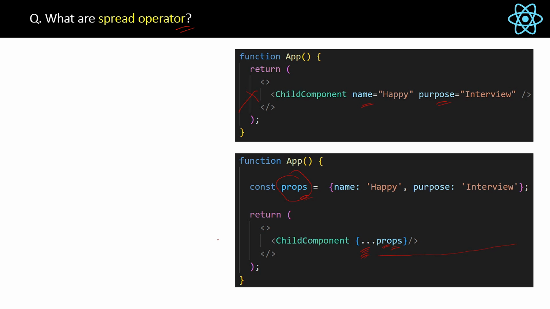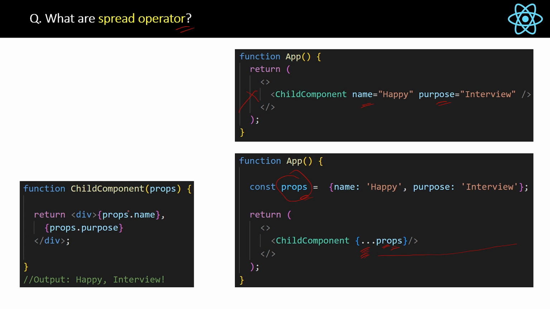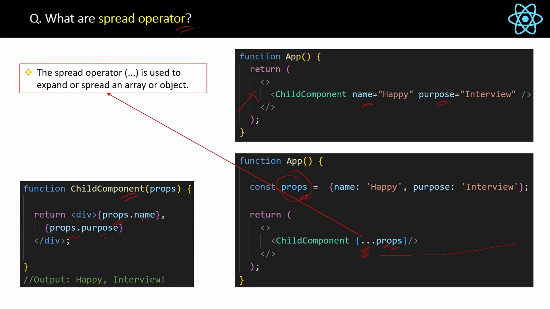The way of accessing this spread operator in the child component will remain the same as the normal props way. So you can see this. So finally the definition is: the spread operator is used to expand or spread an array or object. That's it.